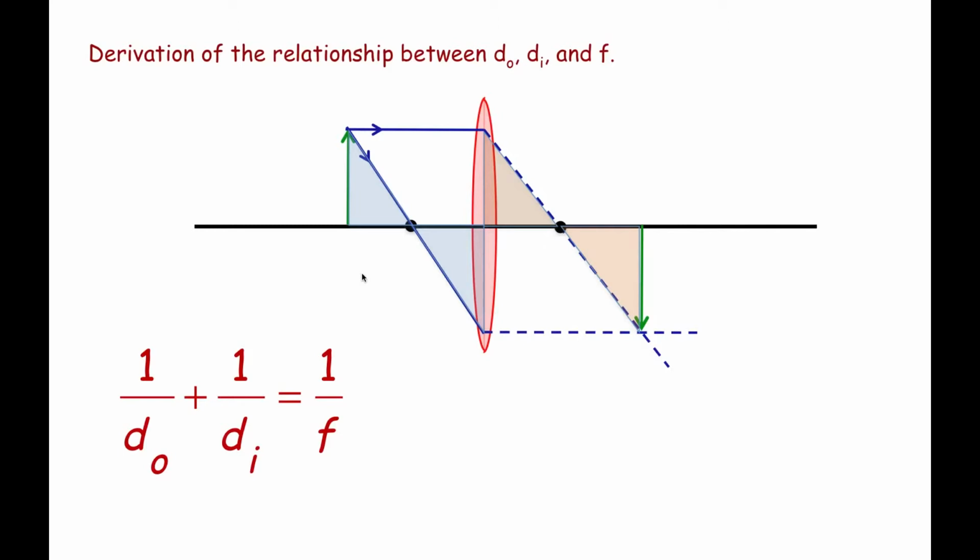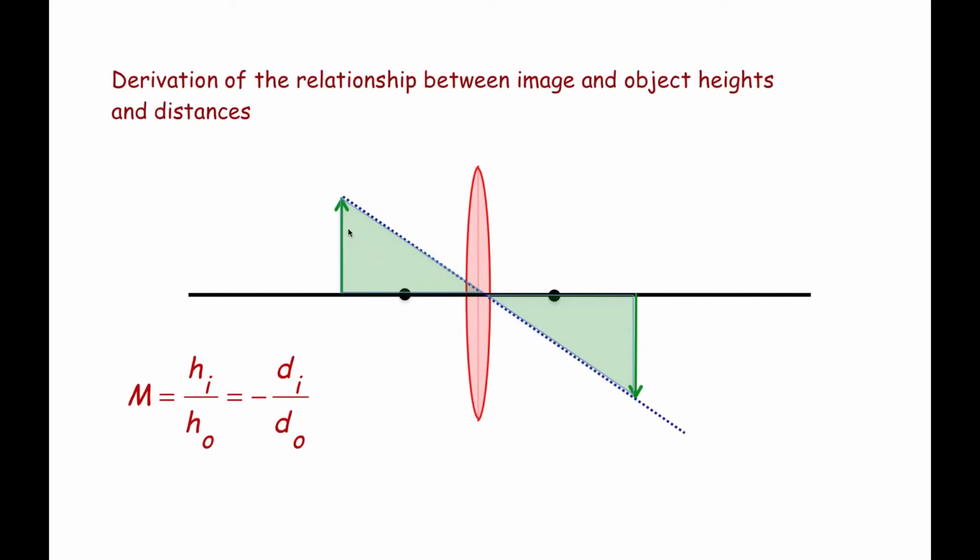And you should do this. Take the time to do this. Do the blue triangles, do the red triangles. And with the two equations for HI over HO, you should be able to derive this equation. Follow what we did in the other video, or you can follow the derivation from the notes, but make sure you understand it. And then finally, from our third principal ray, we have green triangles. Again, this follows exactly the discussion that I gave you in more detail for mirrors.